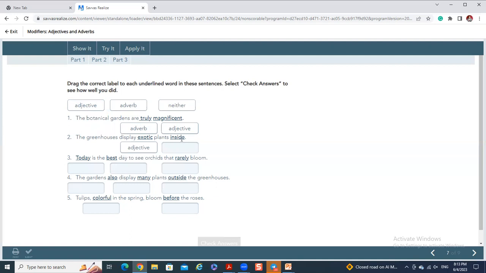Streamer Adam, inside. Inside without any word after it. It's what? Neither, if there is a word after it, because it will act as a preposition, like inside the house. But inside without anything after it, it's an adverb. Okay.